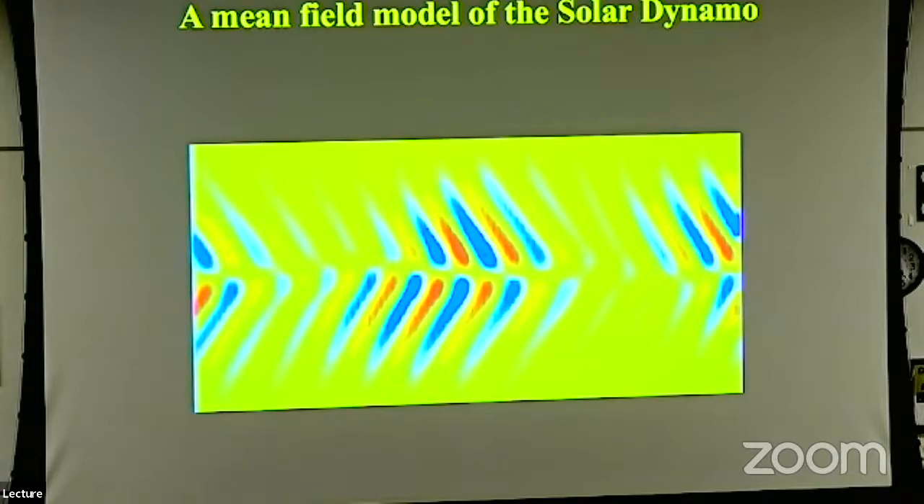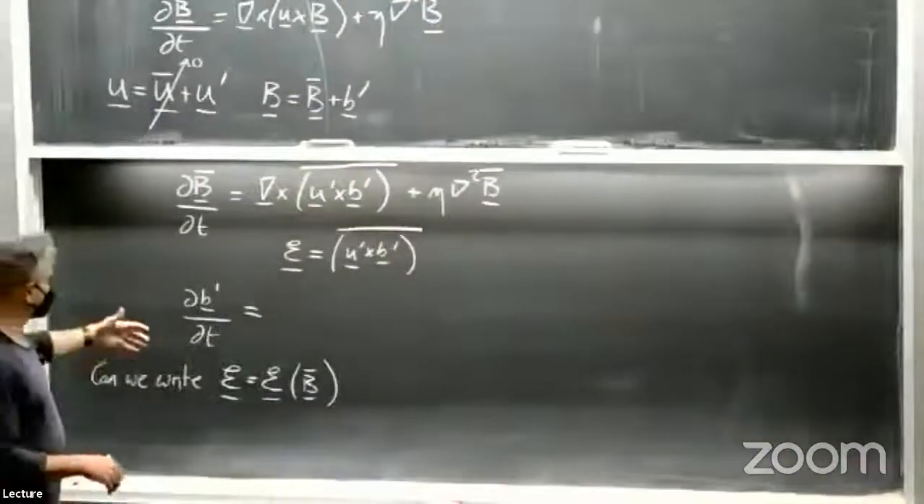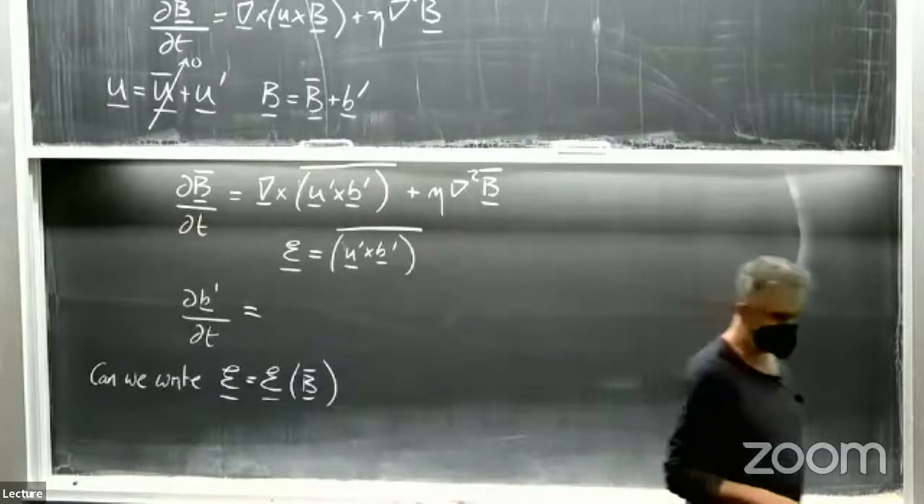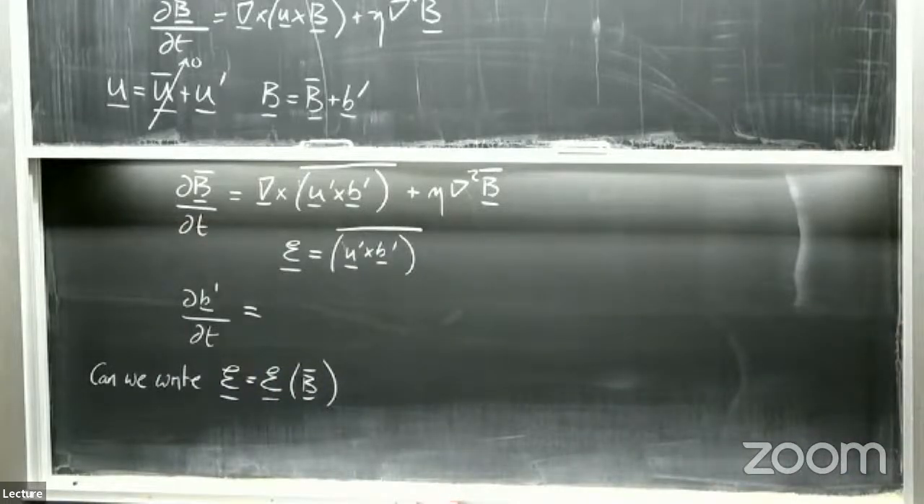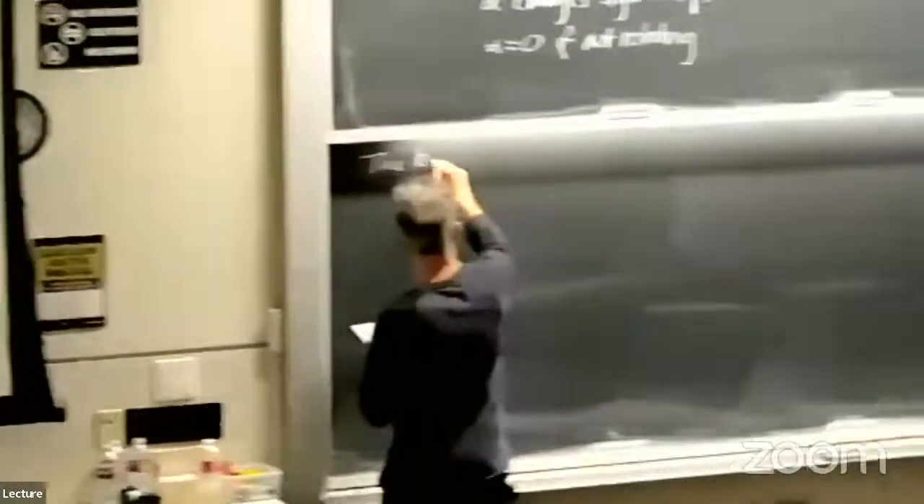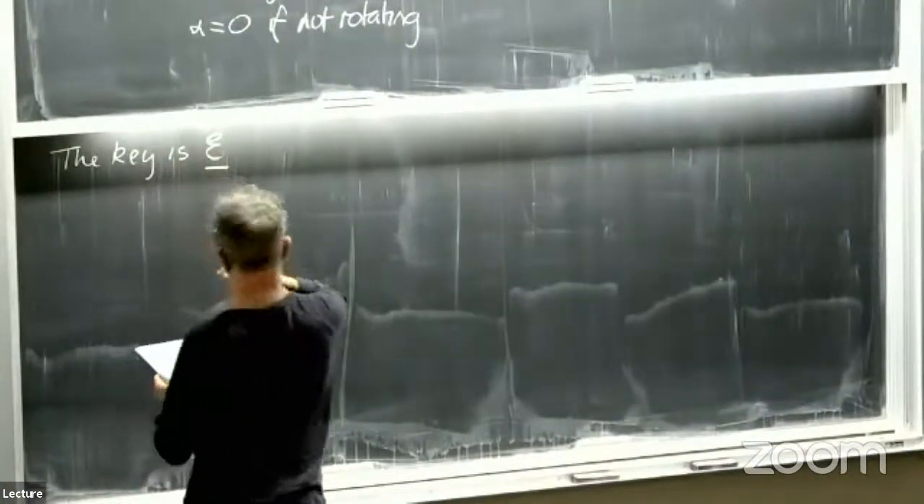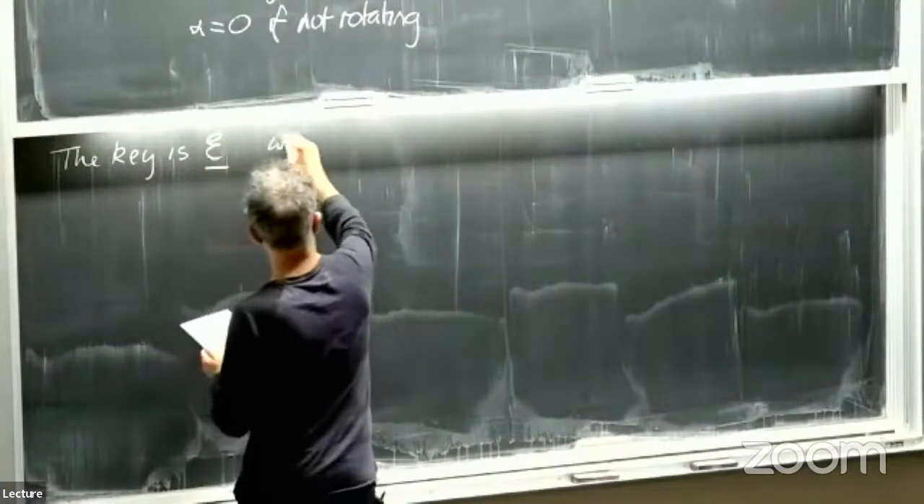So that's about all I'm going to say for just postulating the form. What we could do, of course, is not just postulate. We could go away and solve it. In this case, let's think about it: we could solve for E. So what would that look like? The key, let's stick with the dynamo example, is E. If we know E, we know everything. So we'd like an equation for it.